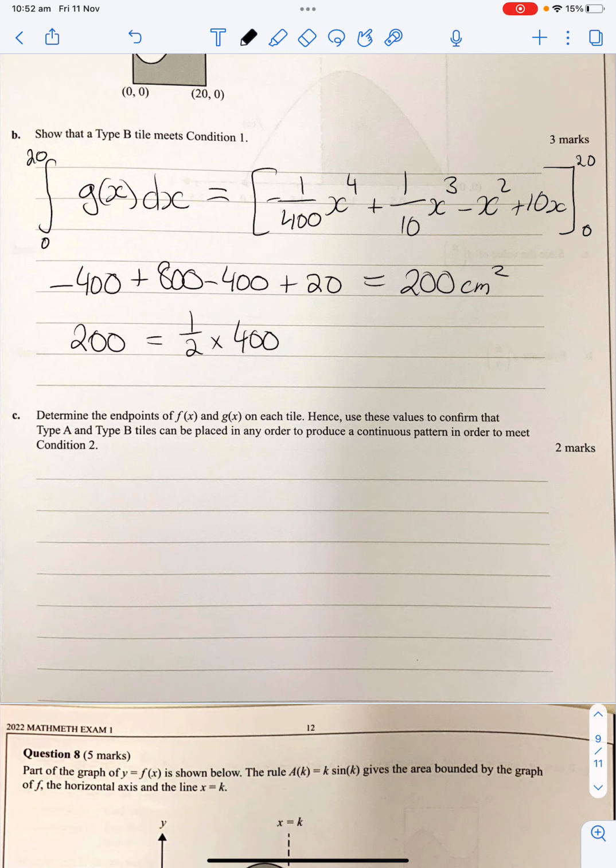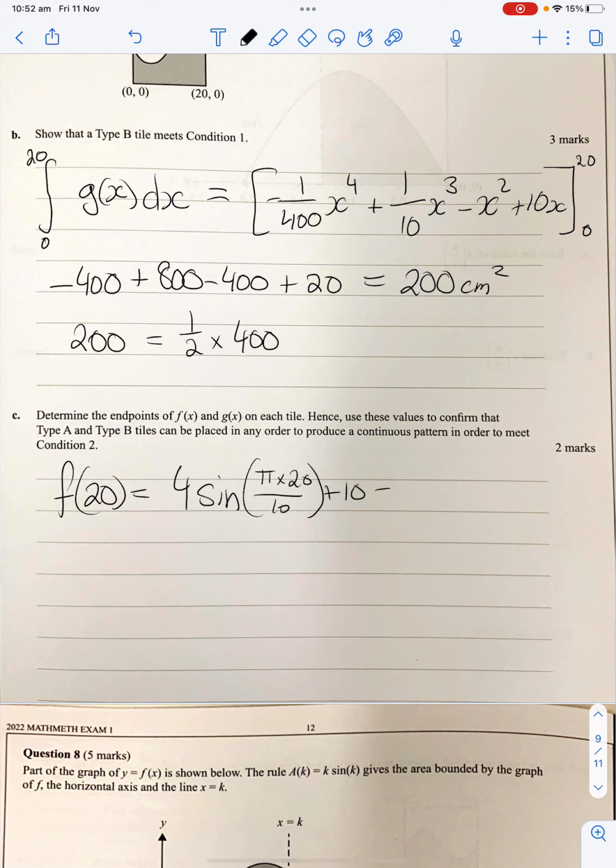Determine the endpoints of f of x and g of x. So f of 20 equals 4 sine pi times 20 over 10 plus 10. 4 sine 2 pi plus 10, which equals 10. Sine of 2 pi is 0.